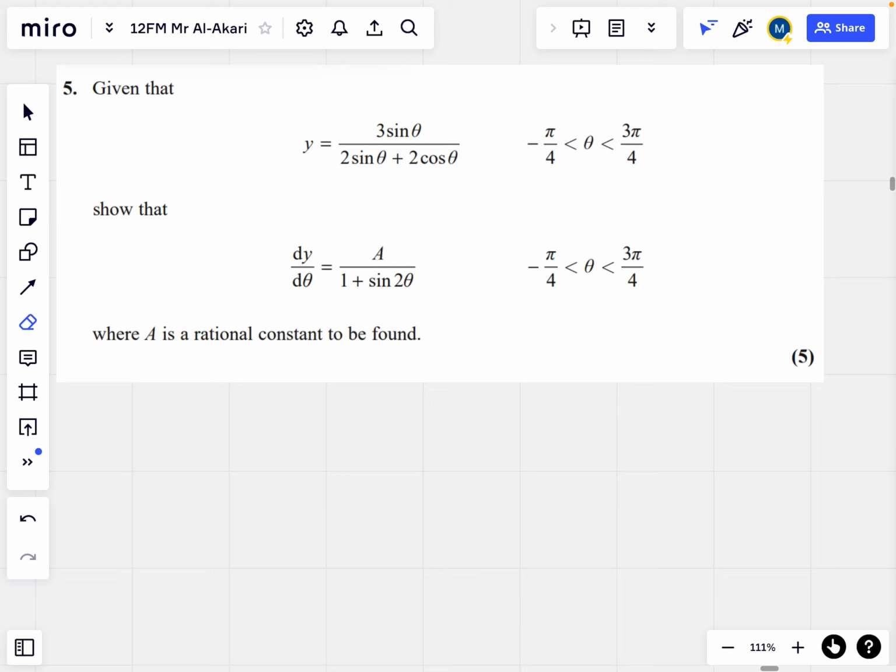So we have y is equal to 3 sine theta over 2 sine theta plus 2 cos theta. It's looking like a quotient rule differentiation. So let's start off. So this is equal to f of theta over g of theta.